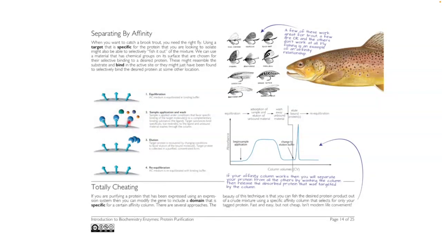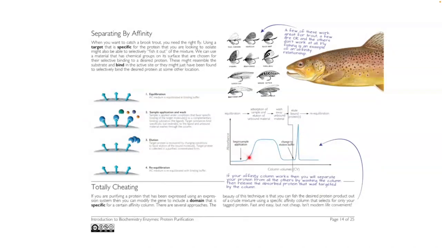And then I can change the conditions. I could put through a competing group, like a competitive inhibitor that would compete for the site that's used to bind the protein. I could change the pH. I could use a higher salt concentration. There are a number of ways that you could weaken this interaction. So you wash through all your proteins, only your protein sticks. Then you change the conditions to weaken that interaction, and only the protein that is there comes off.